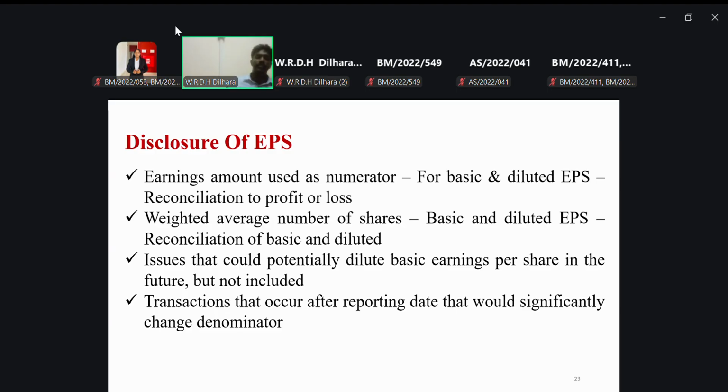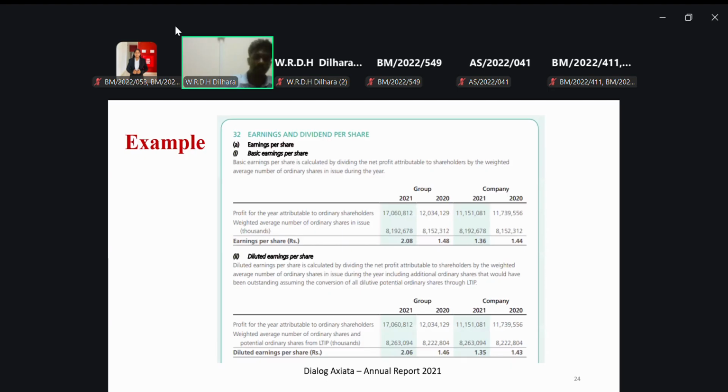Okay? That is the disclosure requirement, and also transactions that occur after the reporting period that would significantly change the denominator. Denominator means what? What is the denominator of the calculation? Numerator and denominator. So remember, the denominator is the weighted average number of shares outstanding. Transactions occurring after the reporting period that impact the denominator, that means the weighted average number of shares, need to be disclosed. Okay? Those are some other disclosure requirements.